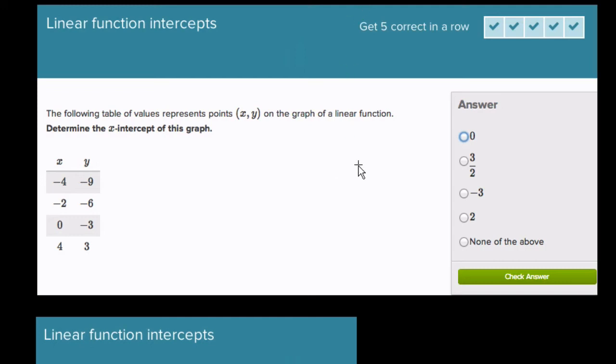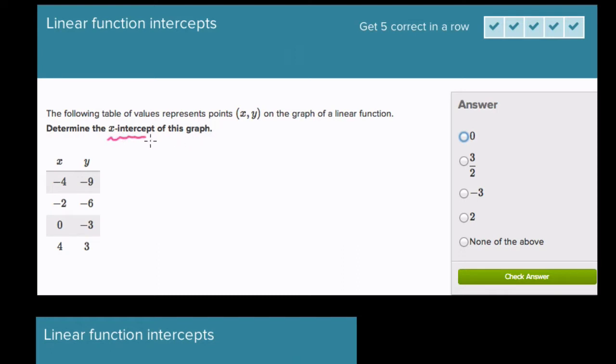Okay, so in all of these modules on intercepts, especially this one, the linear function intercepts, we're playing with different ways of finding x and y intercepts. One way to do that is to give us a table. Right here we have x and y. They want to know what the x-intercept is.